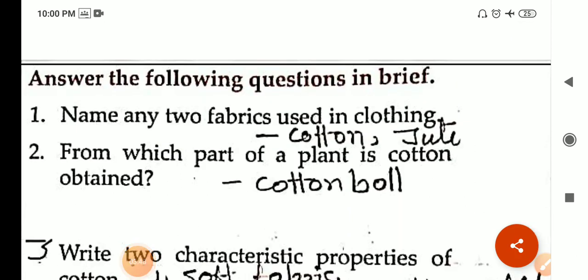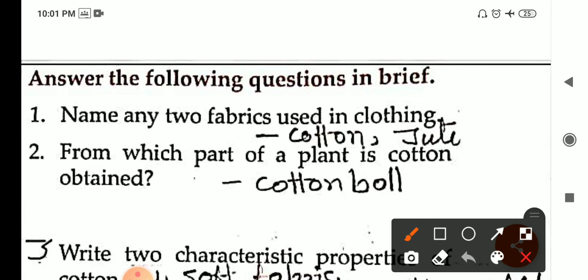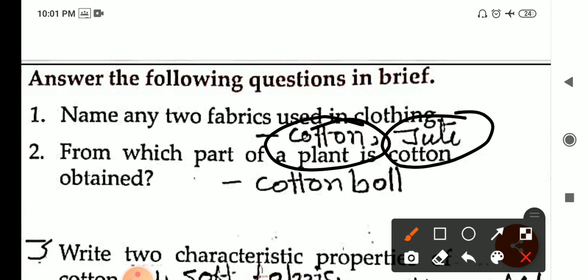After writing these seven definitions, we are moving ahead to the very short answer type questions. The first question is, name any two fabrics used in clothing. For making clothing, you can give the name of any fabric. It may be natural or artificial. Here I am giving two examples, cotton and jute. Then you can write down others also. You can write down silk, nylon, woolen, etc.